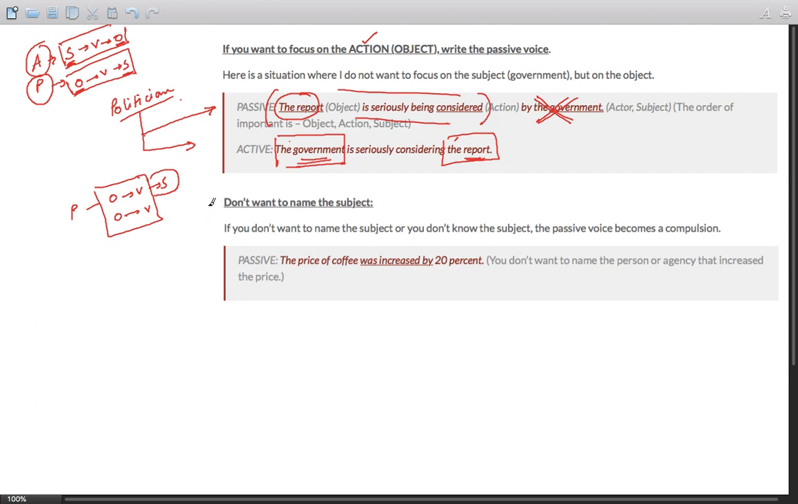Now, you don't want to name the subject. That's another situation. As I've just said, over here you can avoid naming the government. Here you don't want to name the subject, so you can simply say the price of coffee was increased by 20%. Okay, so you have comfortably avoided naming the subject. Who is the person who increased the coffee price? Well, you have avoided it. That's a diplomatic situation, and you are comfortably staying out of the conflict.